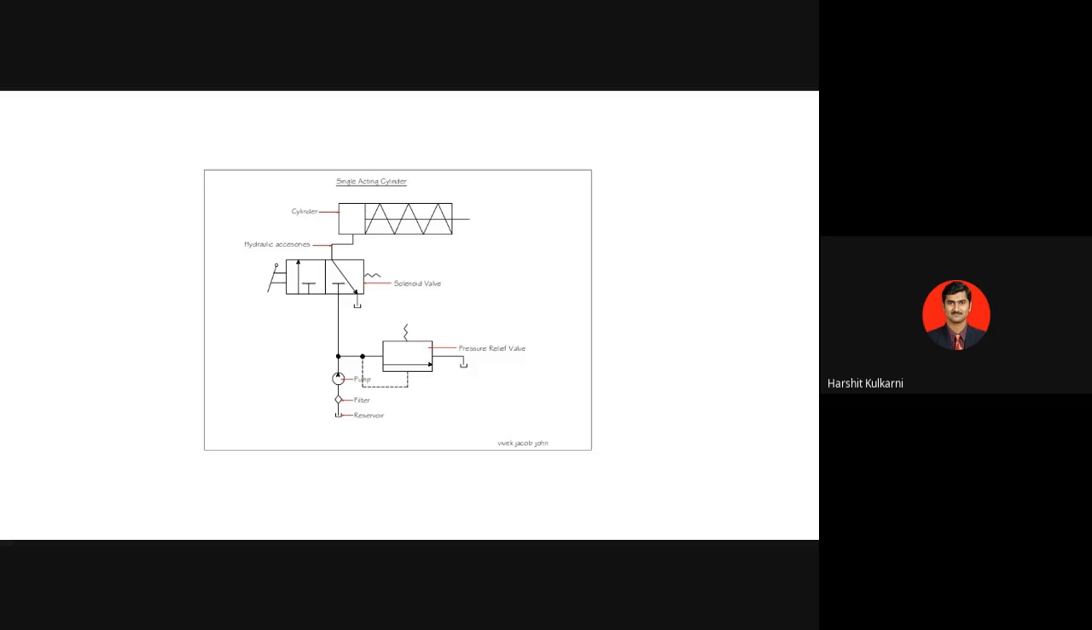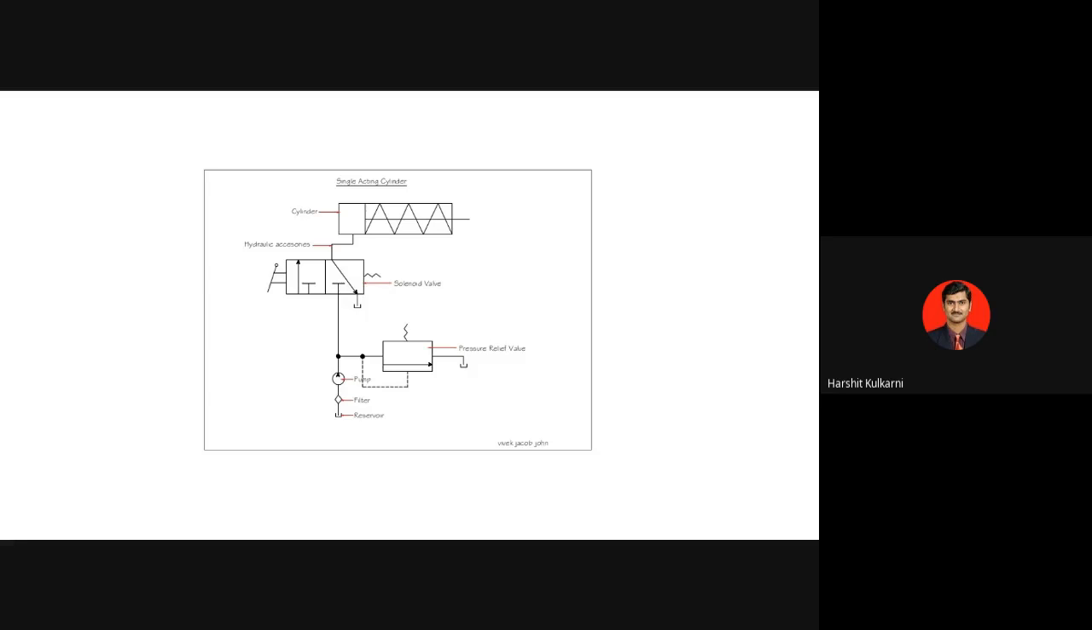Now let us see how the working is. You are supposed to explain the working for each of these circuits during extension mode and during retraction mode. So let us understand. Oil from the reservoir is filtered and pumped to the DCV. In the present mode, what is this present mode? Is it extension mode or retraction mode? Can anyone tell me?